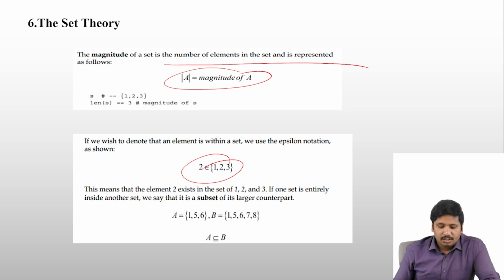And if I have two sets, like A equal to {1, 5, 6} and B equal to {1, 5, 6, 7}, then by seeing this, the values of A already exist in B. So A should be called a subset of B.